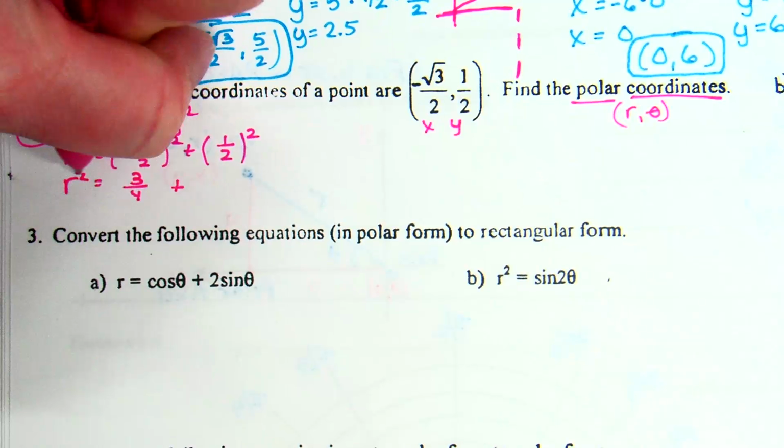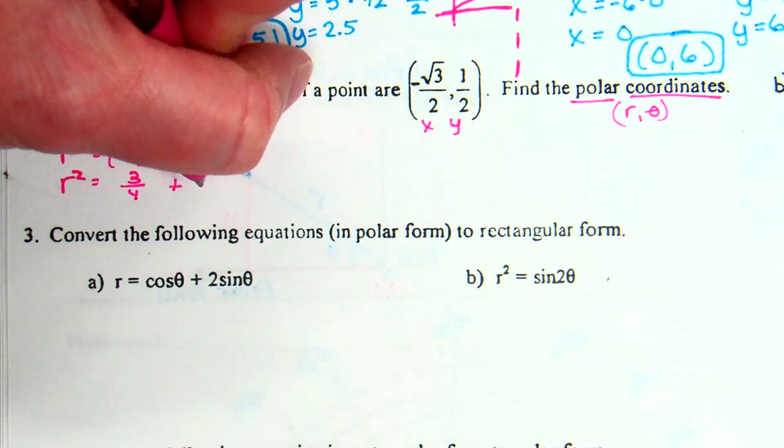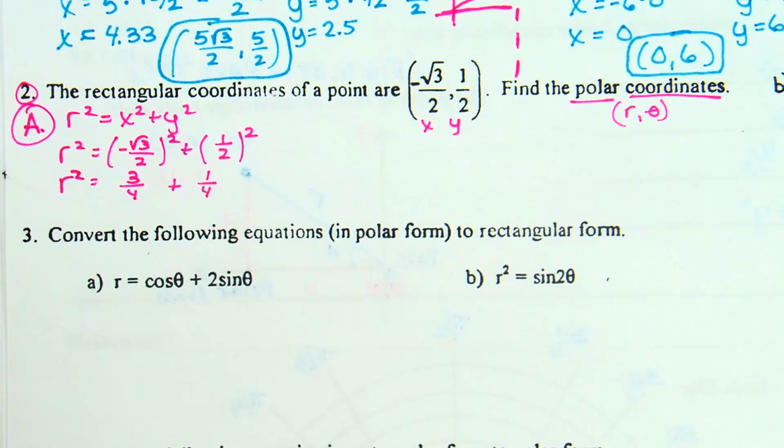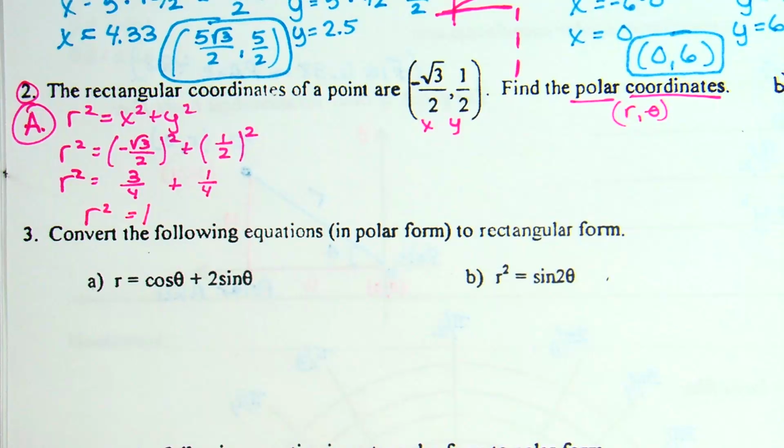1/2 squared. 1 squared over 2 squared is going to make it 1/4. I like the way this math works out. 3/4 plus 1/4 is 4/4 or 1. So at this point we have that r squared equals 1. Okay, r squared equals 1. Take the square root of both sides. So what is r? Okay, square root of 1 is 1.